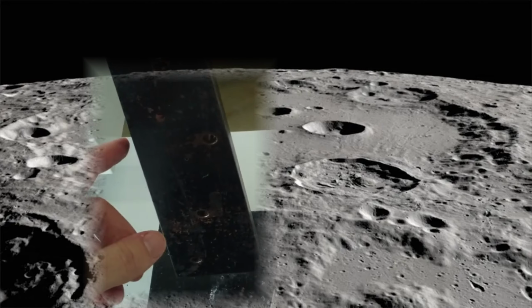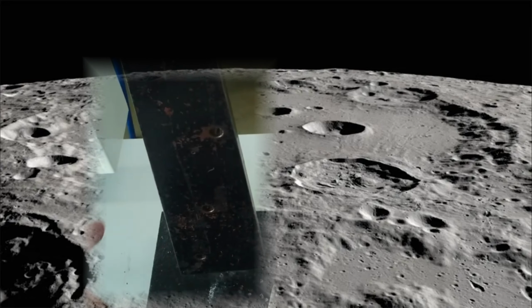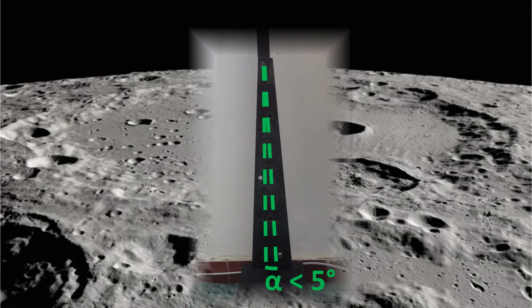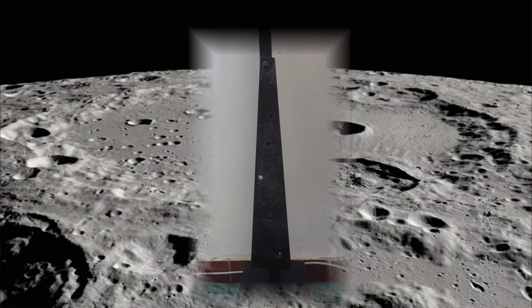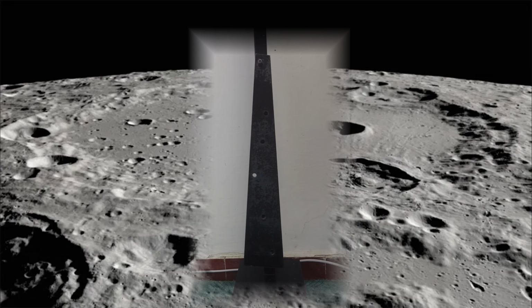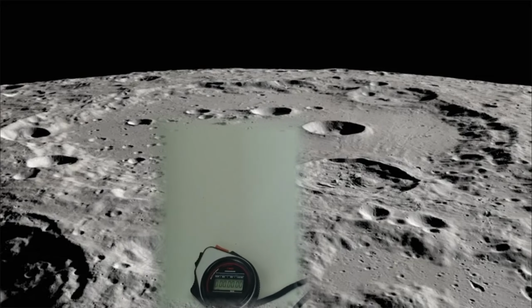First, gently set the pendulum swinging. During its oscillation, the maximum angular displacement should not exceed 5 degrees so that the small angle approximation, where the sine of an angle is approximately equal to that angle, remains valid. We can measure the period of oscillation using a stopwatch or an optical sensor. Here, I will use a stopwatch with a precision of 1/100th of a second.